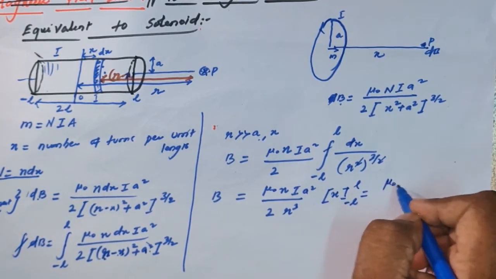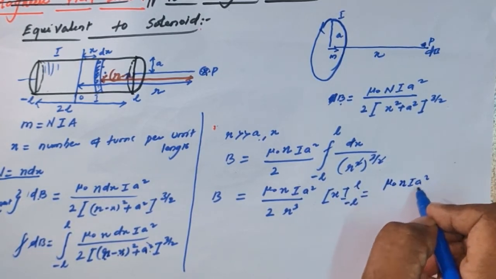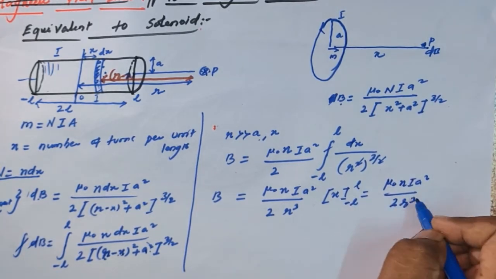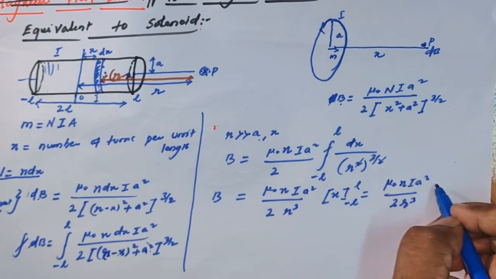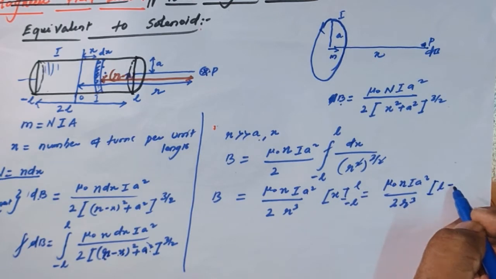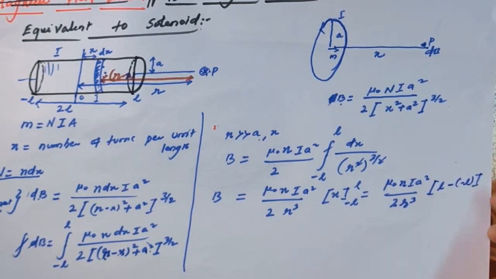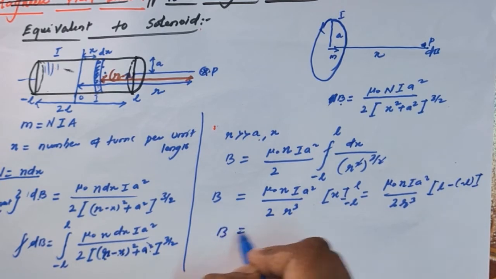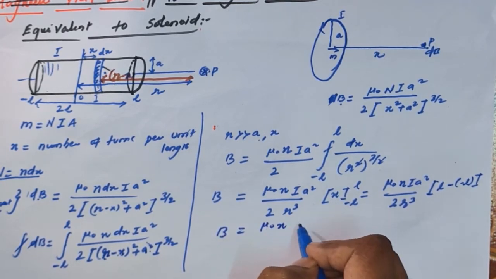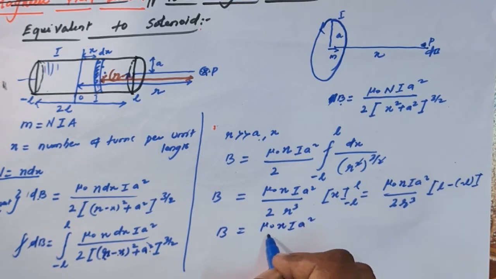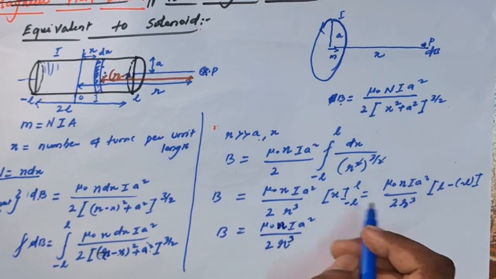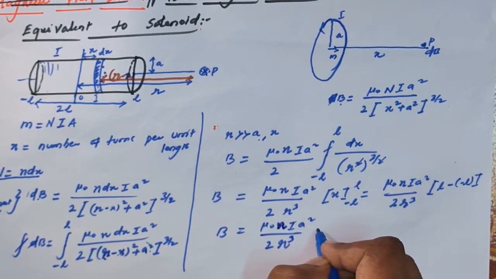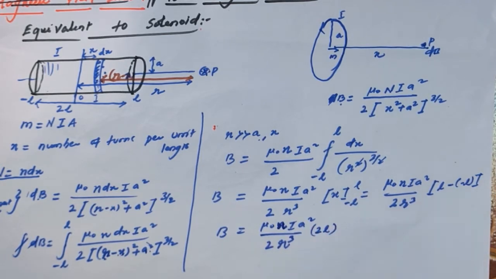So μ₀ n I a² by 2r³, times the upper limit L minus the lower limit, which is minus L, so plus L. So what the integration means is the upper limit minus the lower limit. So this answer would be equal to B = μ₀ n I a² divided by 2r³ times the n, the number of turns per unit length, times 2L. So this is the expression we have.